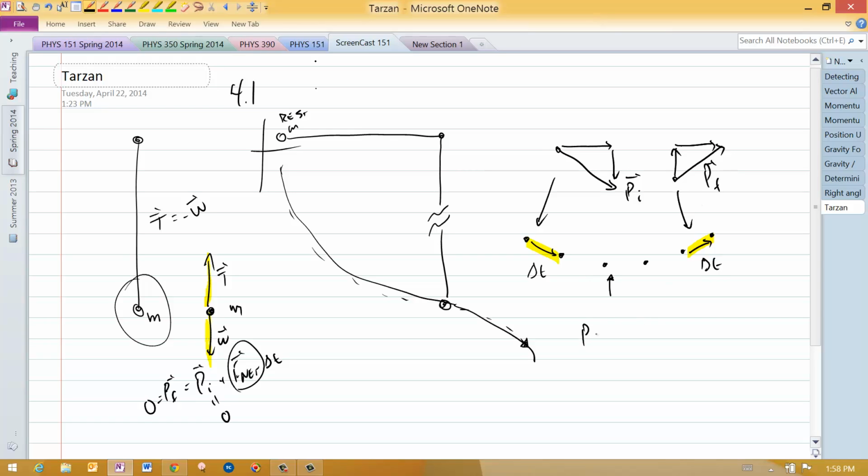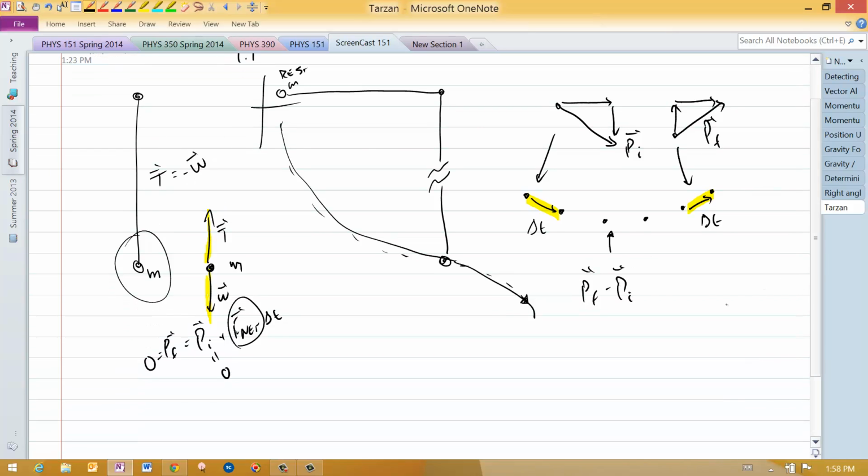So if I ask what P final minus P initial is, I go back to our original construction for how to subtract vectors. I put at a common vertex the final momentum, which is this vector here, and then I put the initial momentum, both at the same vertex, which is this vector here. So I've got the final momentum and the initial momentum. And now Tarzan's momentum change, the delta P, points upward.